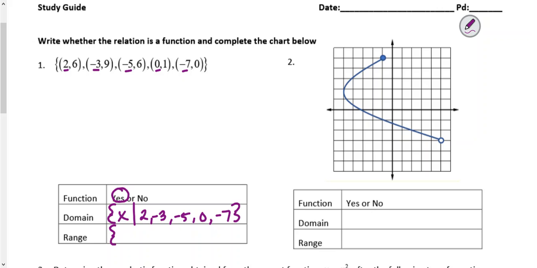Range is just the same thing, but with my y values. So y such that 6, 9, 6 repeats again, so we're just going to write it once, 1, 0.